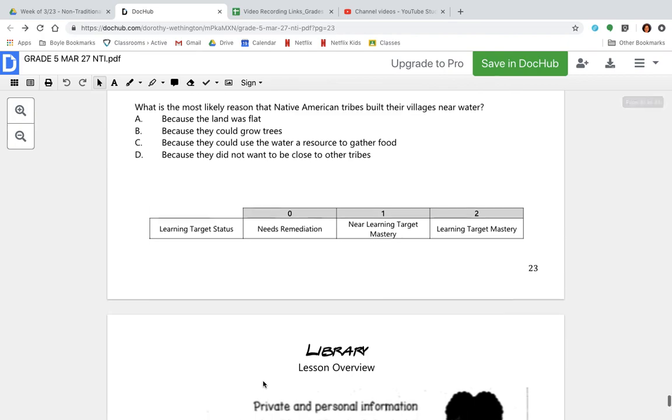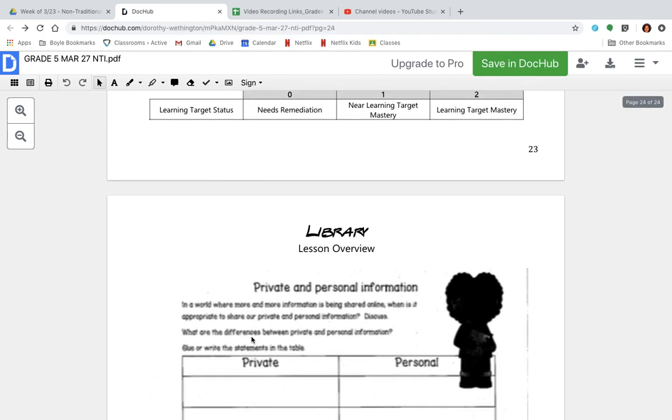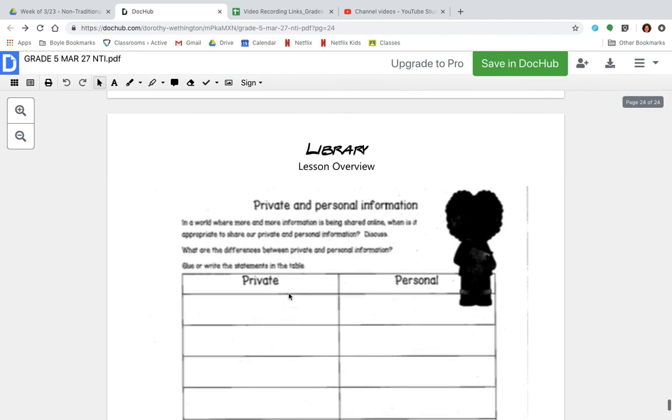Library Lesson Overview. Private and personal information. In a world where more and more information is being shared online, when is it appropriate to share our private and personal information? Discuss. What are the differences between private and personal information? Glue or write the statements in the table. Private, personal.